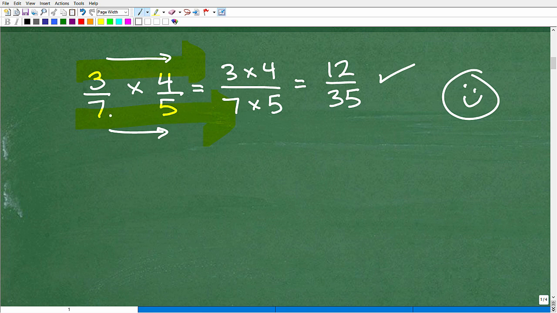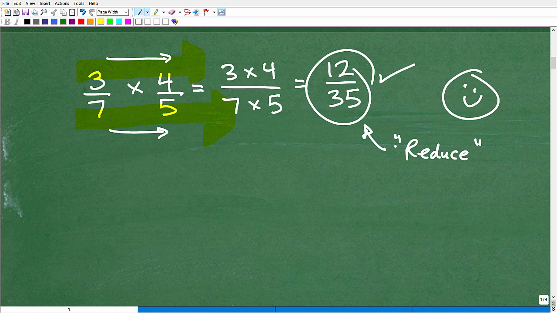Now, anytime you're working with fractions, I'm not going to get into it in this video, but when you do get an answer, you always want to consider, is it fully simplified? Do we need to what we call reduce, right? Or simplify a fraction. Again, these are all subtopics in the broader picture of working with fractions.